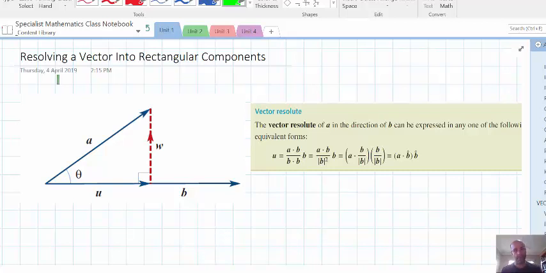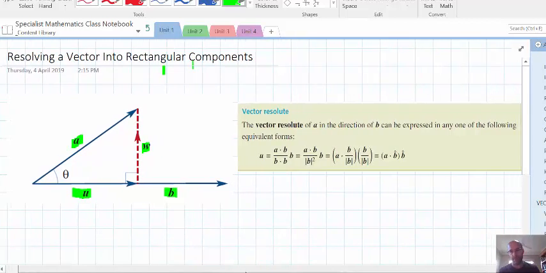This is the third video about resolving vectors, and we're resolving the vector into its rectangular components here. This builds on the first couple of videos. We saw previously a situation where we have vector A, and we're looking at resolving it into two vectors, u and w, in regards to a vector B. u is parallel to B and w is perpendicular to B.